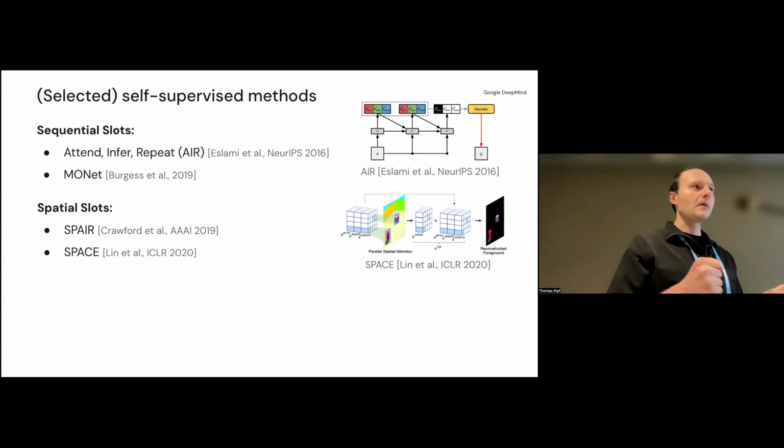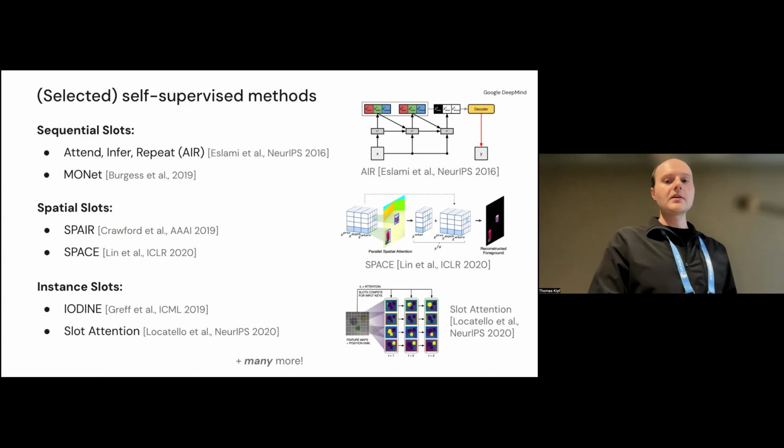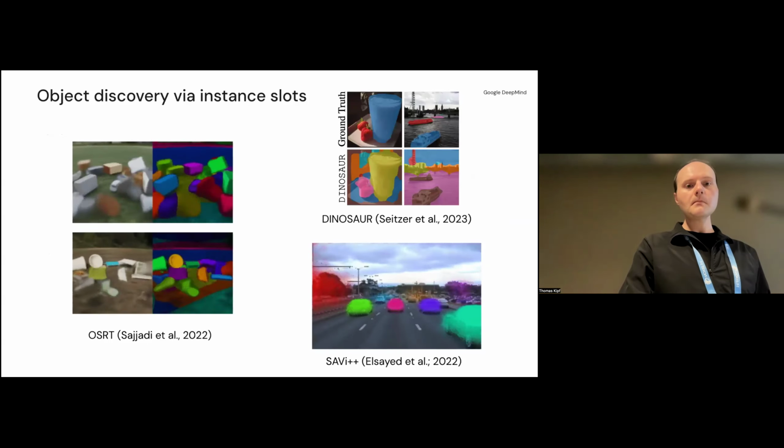So you abstract away into some latent space, and then you go back into pixel space via some generative decoder or a deterministic decoder. And then finally, you have instance slots, which try to use a set of representations as the underlying core representation, starting with methods like IODINE and one of our works, Slot Attention, which is an attention mechanism to do that kind of process.